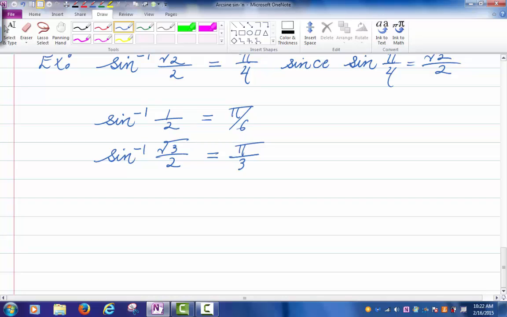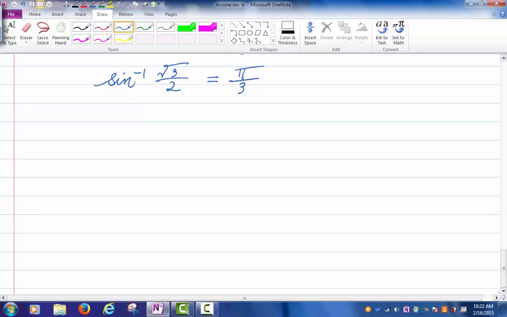Alright, so let's look at another example. Let me do another example here. Let's say I want to find, so the question is, find the tangent function evaluated at sine inverse of 1/3.